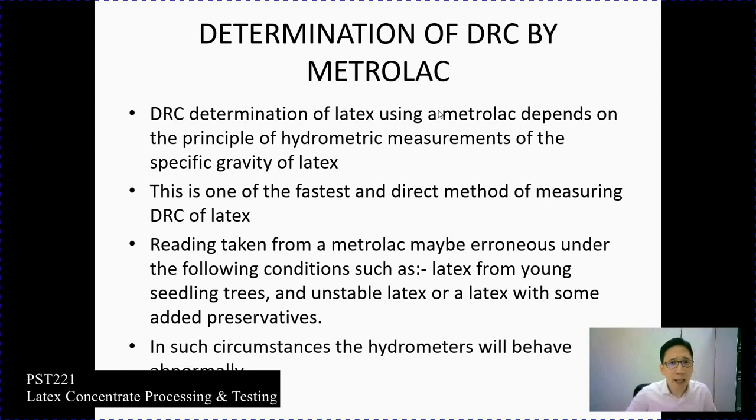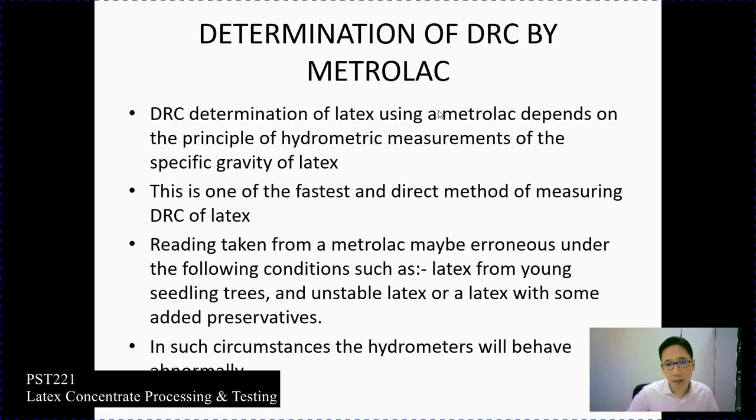Readings taken from the Metrolac may be erroneous under the following conditions, such as latex from young seedling trees, unstable latex, or latex with some added preservative. So usually Metrolac can only measure latex which is from a matured tree. You must have a stable latex, or what we call no preservative other than ammonia. Usually this is very important so that you can have very accurate readings of Metrolac.